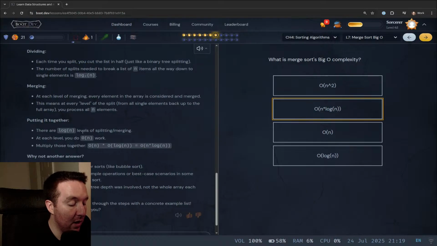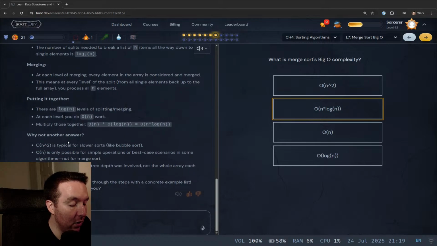There are log n levels of splitting and merging. At each level you do O(n) work. Multiply those. Right, okay, yeah. O(n) times O(log n).